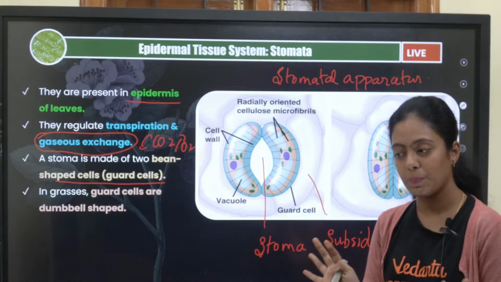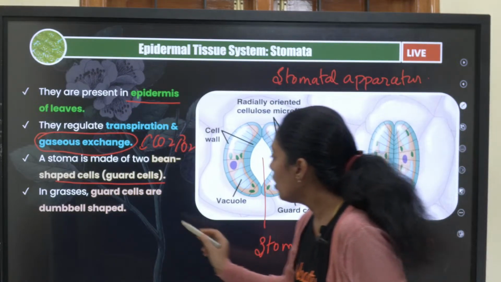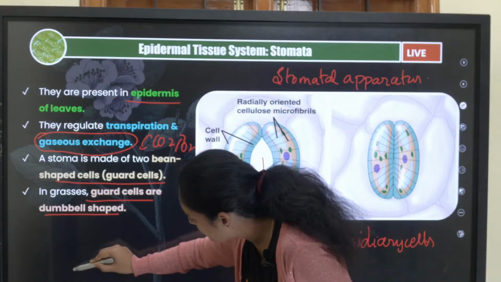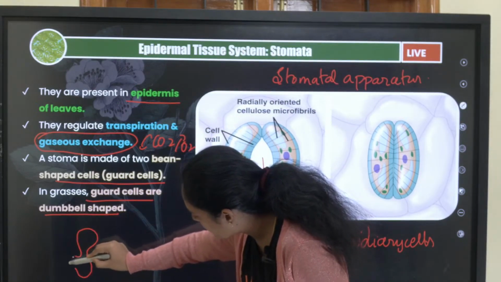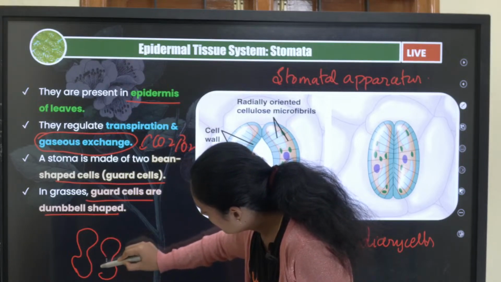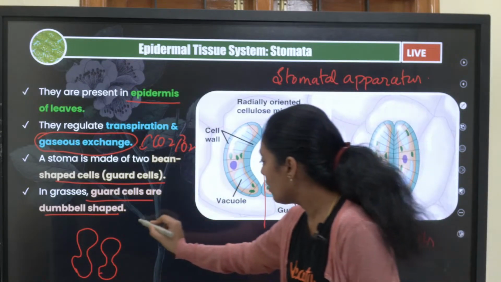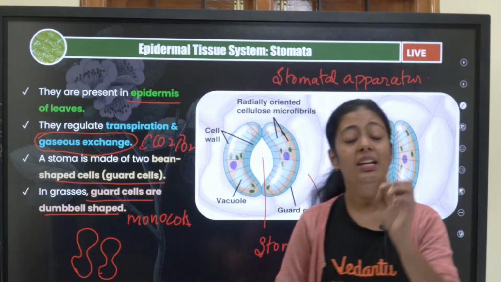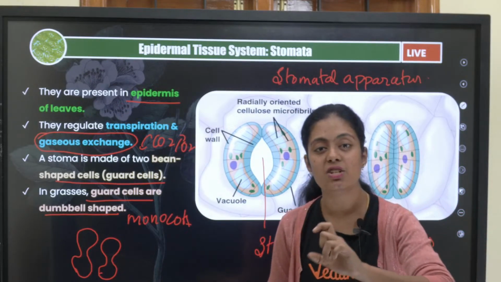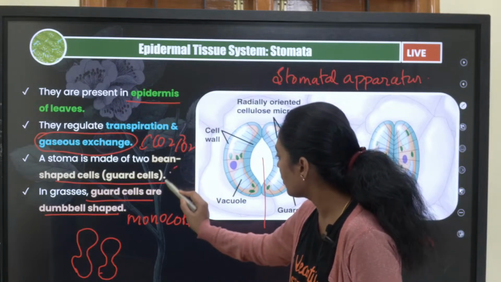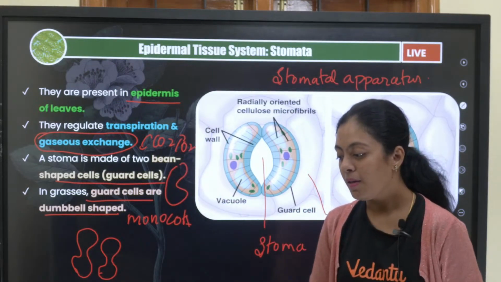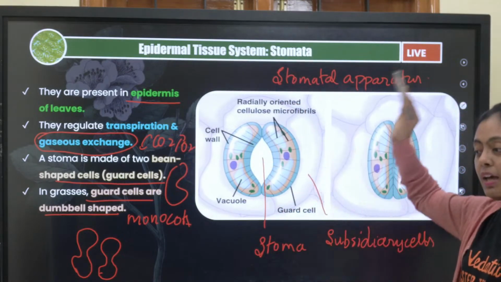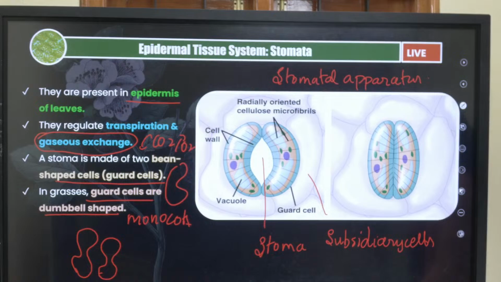Very important point. In grasses, the stomata is dumbbell shaped. This is very important. They have asked it once in PYQ. It looks like a dumbbell like this. Where? In grass. What is grass? Monocots. Whereas in dicots, it is kidney shaped or bean shaped, like this. Understood? Very important. They have asked this in the NEET exam. I will discuss a PYQ, you will understand it better.